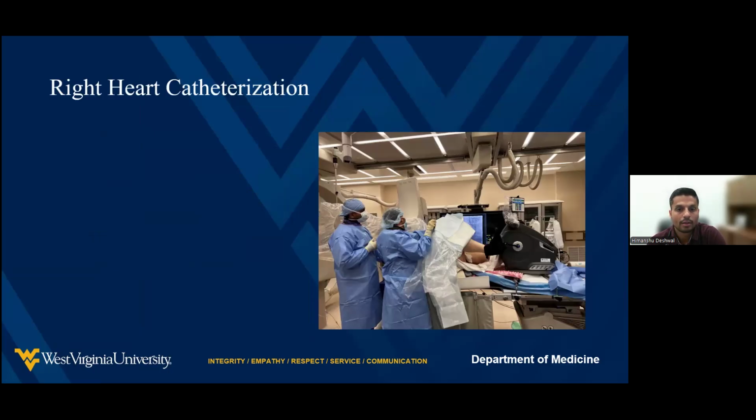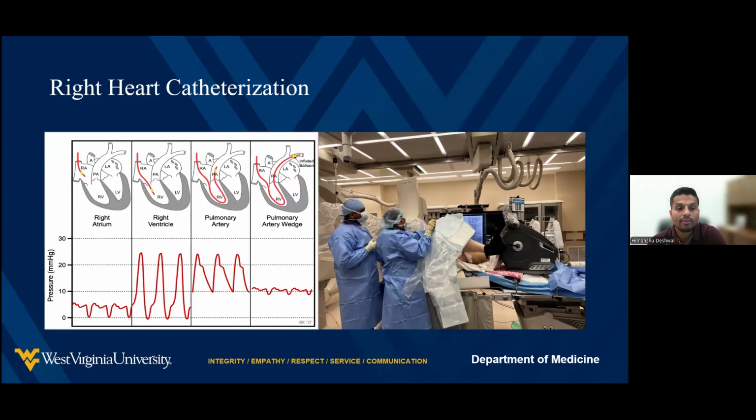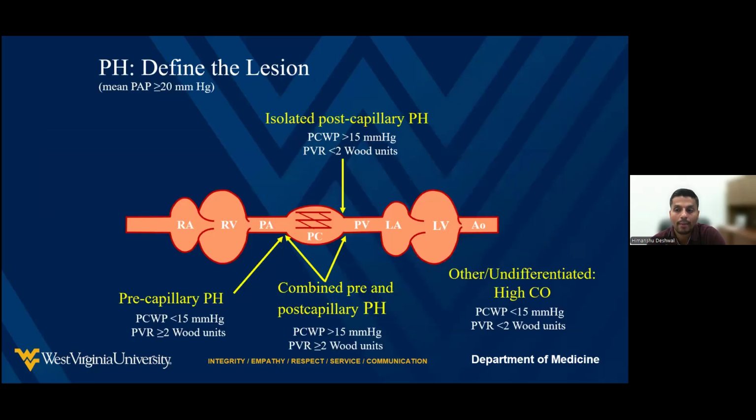We have a state-of-the-art cath lab here where we can even do exercise right heart cath if resting numbers are negative but the concern for pulmonary hypertension remains high. The numbers we usually measure are the right atrial pressure, right ventricular pressures, pulmonary artery pressure, and pulmonary artery wedge pressure, which is a marker of left ventricular end-diastolic pressure or left atrial pressure, to see if there's a contribution from left heart disease. Then we do some calculations to figure out what's going on, and this is how we hemodynamically differentiate different types of pulmonary hypertension. Any mean PA pressure more than 20 millimeters of mercury is a diagnosis of pulmonary hypertension.